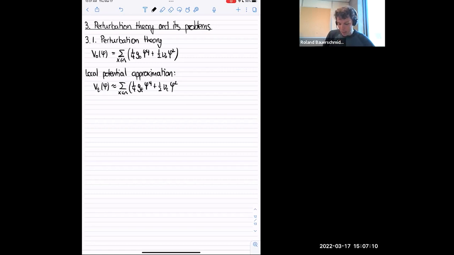In principle, I could also at this point include higher order terms, say phi to the 6, phi to the 8, etc., or more nonlinear terms. I'm going to get back to this later on, but for the moment, let me ignore these. So I'm just going to hope at this point that the renormalized potential looks again kind of like this, and these coupling constants here would be called the renormalized coupling constants.